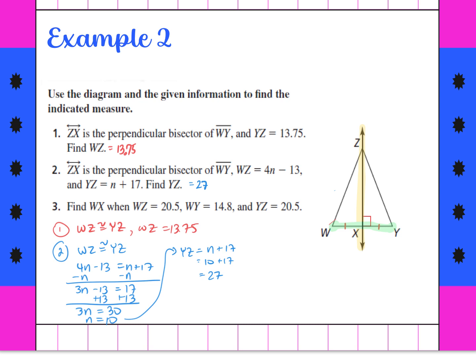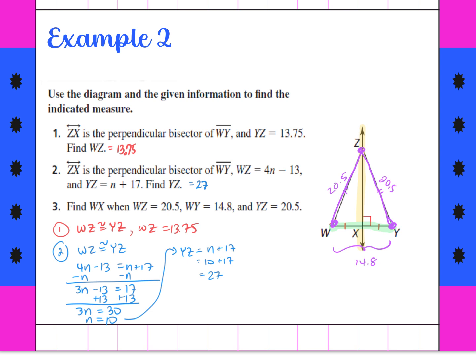In number 3, it says find WX when WZ equals 20.5 and WY equals 14.8. WY is the whole side, and YZ is 20.5. Again, once they tell me that these two are the same, I know that they didn't tell me that ZX was the perpendicular bisector. However, once I know that the point on this line is equidistant to the endpoints here, I know once again that it's on the perpendicular bisector.